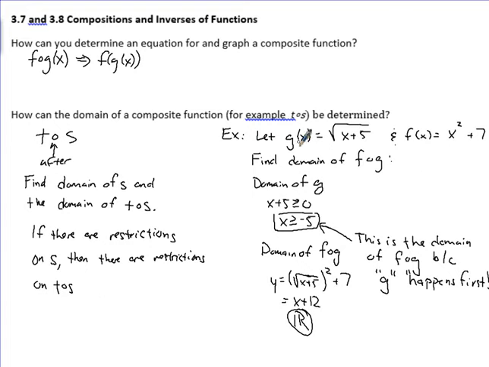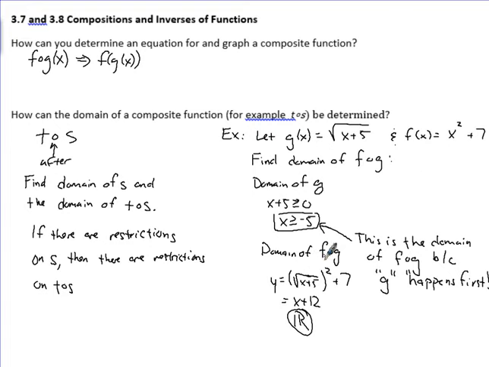So here's an example. We have g of x equal to the square root of x plus 5, and f of x equal to x squared plus 7. The domain of f after g. We're doing g first, so I look at the domain of g. We have a square root function, so what's underneath the square root must be greater than or equal to 0. So I set x plus 5 greater than or equal to 0, and I solve for x. So the domain of g is x greater than or equal to negative 5.